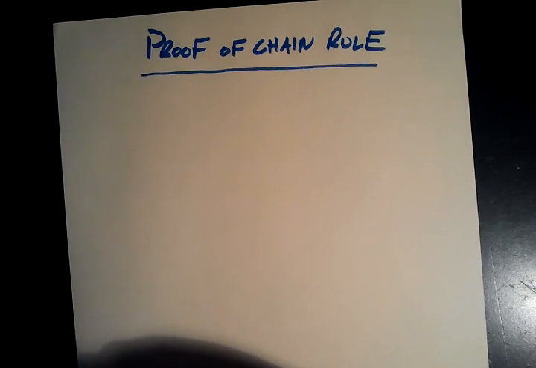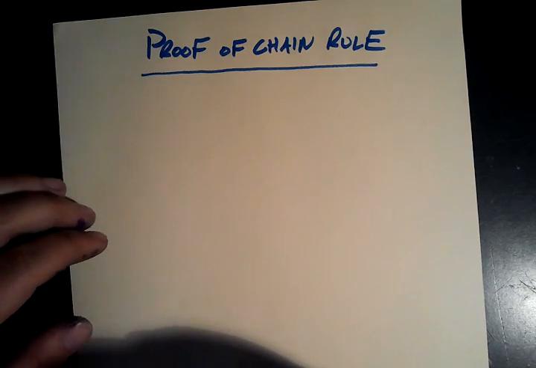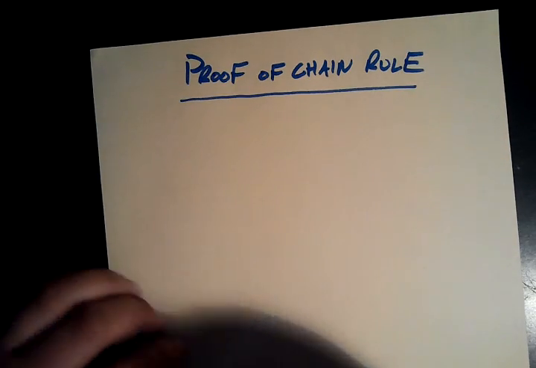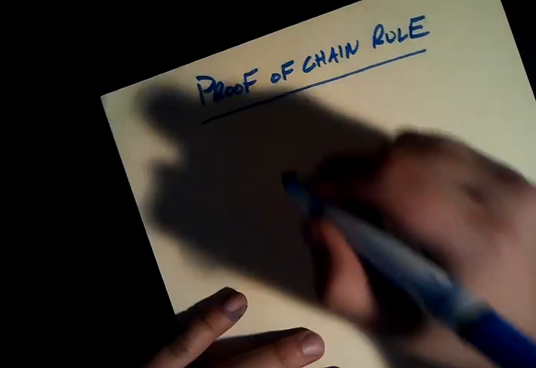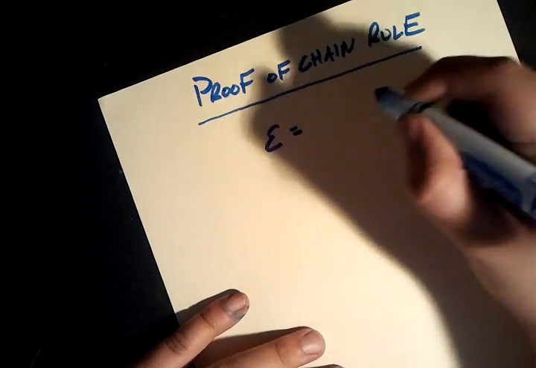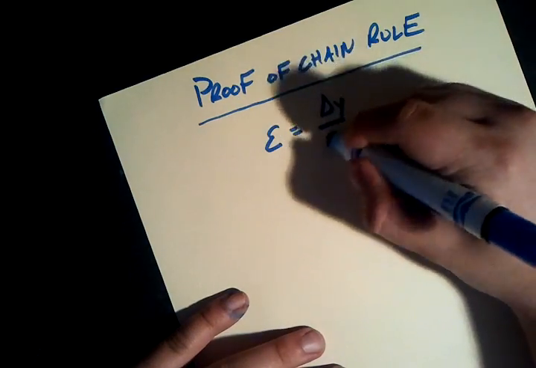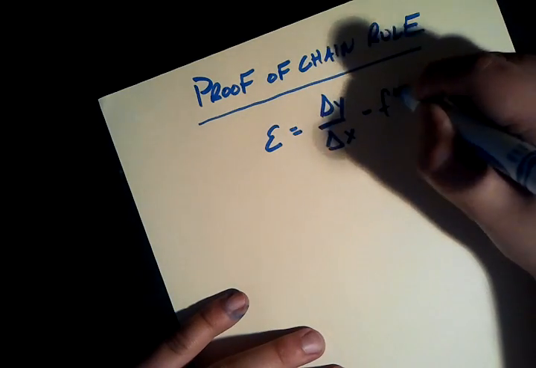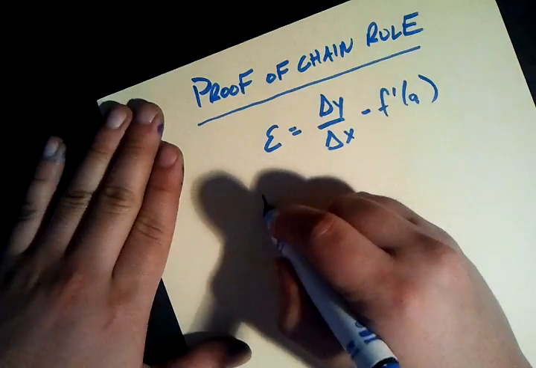The chain rule is by far my favorite rule in differentiation, and its proof is pretty simple to do. So it requires a little bit of thought. So first we're going to define this quantity: epsilon equals delta y over delta x minus f prime of a in this context.